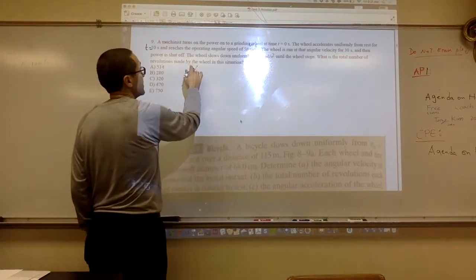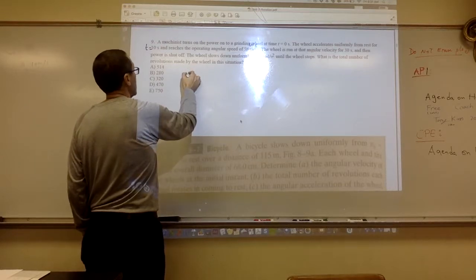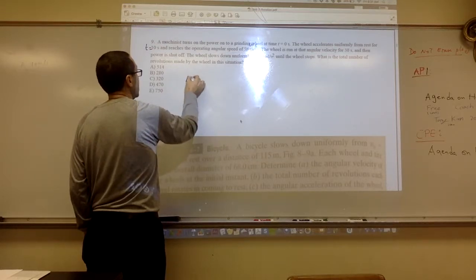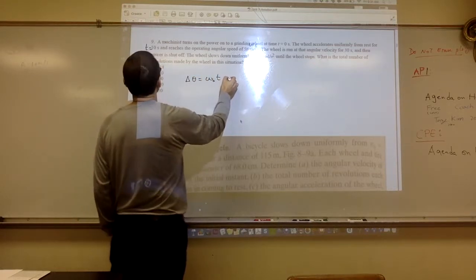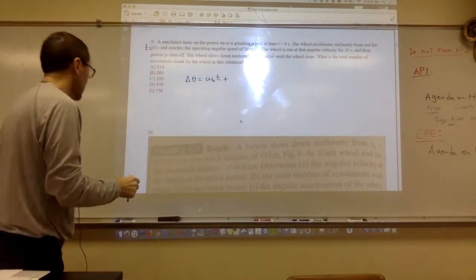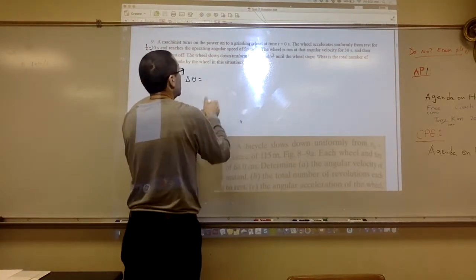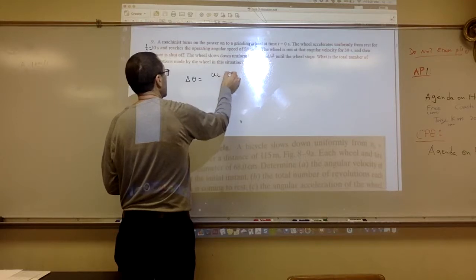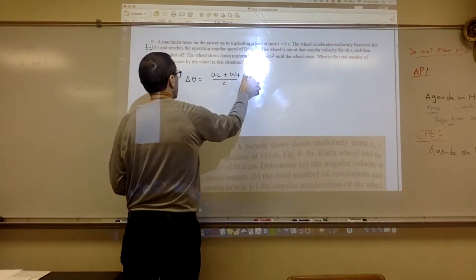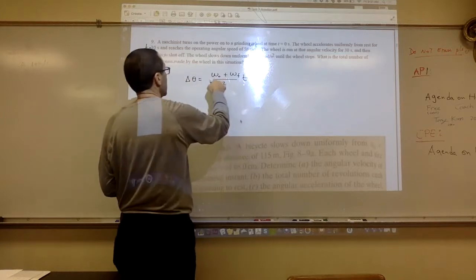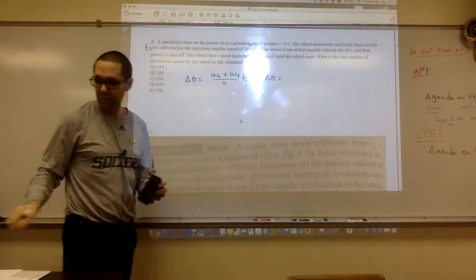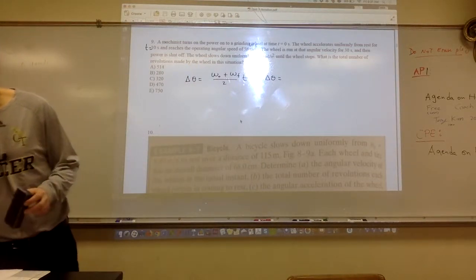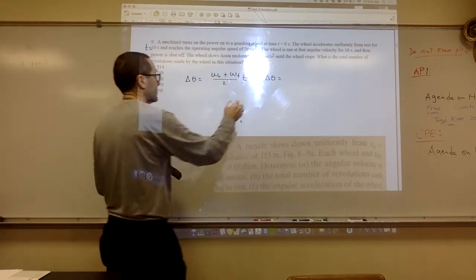Okay, so in the first phase, we're going to do delta theta equals omega initial t plus, we don't have the acceleration, so maybe we should just do omega initial plus omega final over 2 times time. Okay, time is 10 seconds, this is 0. I think we can find delta theta to be equal to 290 radians.